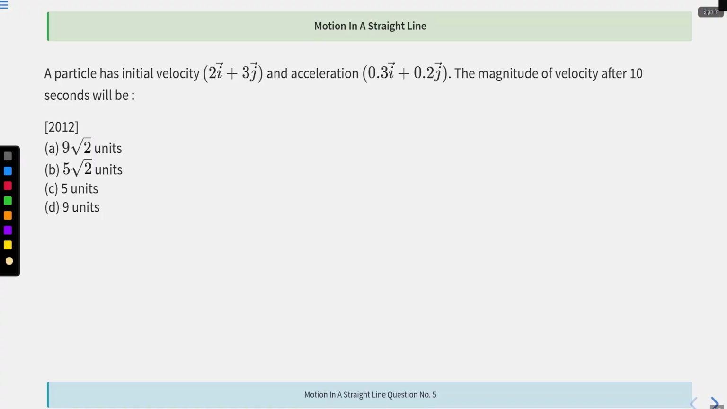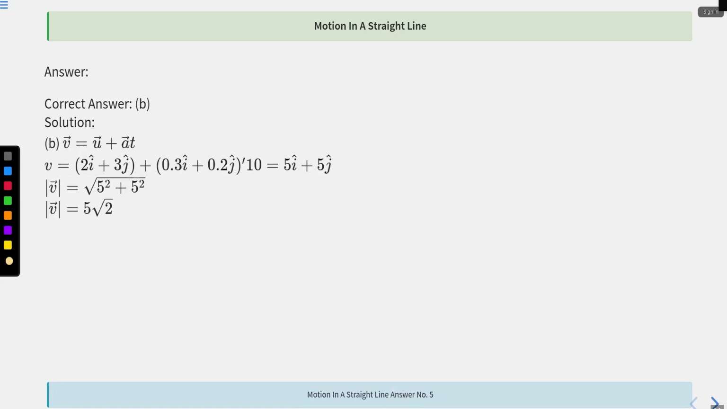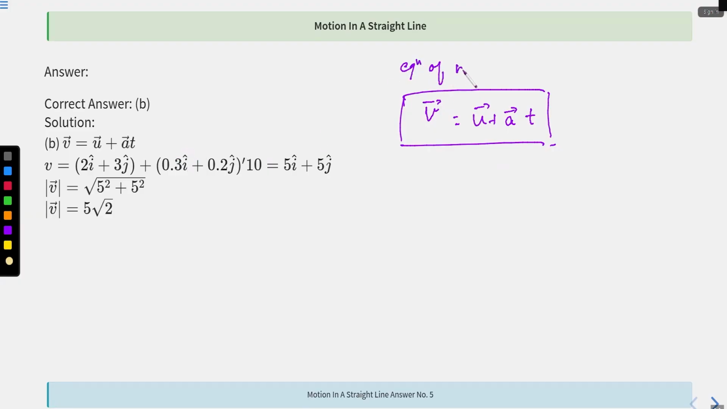And acceleration is 0.3i cap plus 0.2j cap. Find the magnitude of velocity after 10 seconds. Simple. You just need to compute this. See, so v vector is nothing but u vector plus a vector into t. All right, it's a normal equation of motion.